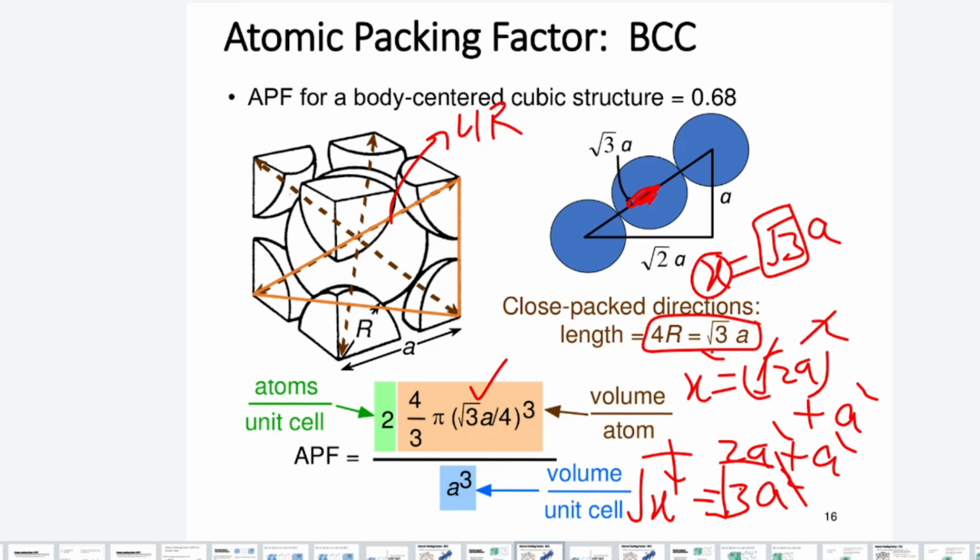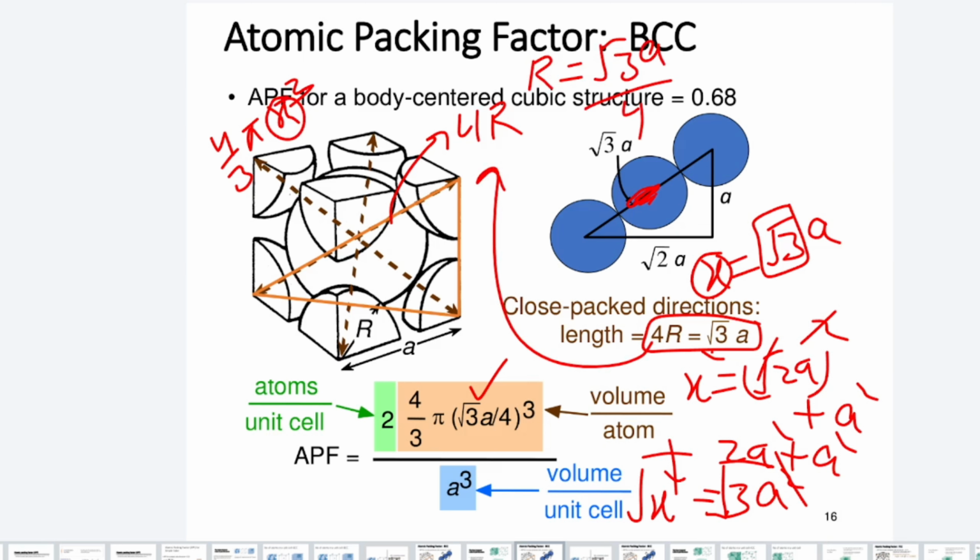But here in the formula, we will not be putting 4R. We are putting R, right? Because the formula is what? 4 by 3 pi R cube. This is capital R, right? So R is equal to what? From this one, R is equal to under root 3A divided by 4. So we put it here and take the cube, but when you simplify it, the A cube will cancel with the A cube, and the remaining you put in the calculator, you will get a value. And do this calculation, and what value are you getting? 0.68.